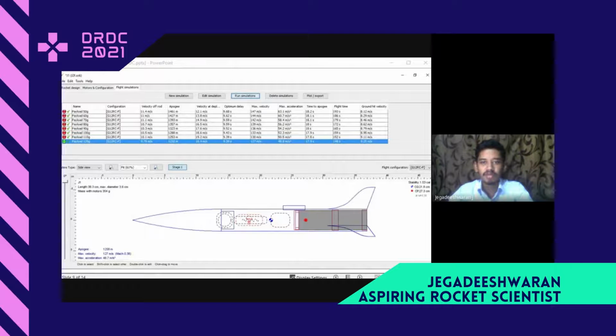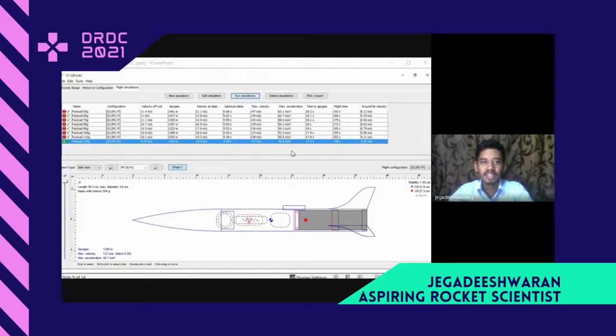Coming to the simulations, the final design was tested for payloads ranging from 50 grams to 120 grams with a step size of 10 grams. The rocket is stable for all the payloads, and the maximum altitude is 1461 meter for the payload of 50 grams. The maximum payload tested here is 120 gram, for an altitude of 1232 meter.